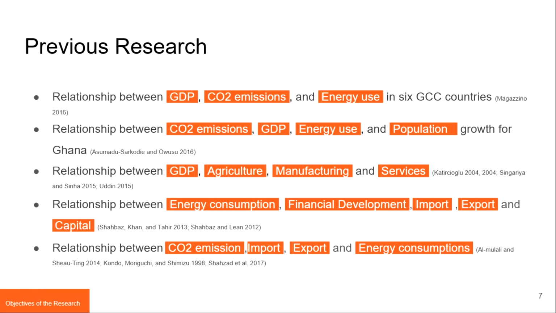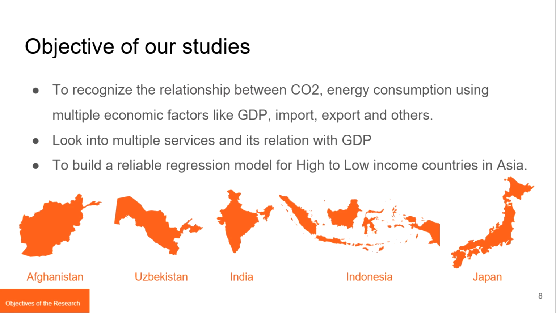To tackle those challenges, multiple studies have been done to find the relation between GDP, CO2 emission, energy use, agriculture, and multiple other factors. What we are trying to do in our study is use all those multiple economic factors and find their relation with CO2 and energy consumption. Apart from that, we will also look into multiple services and their relation with GDP to finally build a reliable regression model for low-to-high income countries based on Asia only.